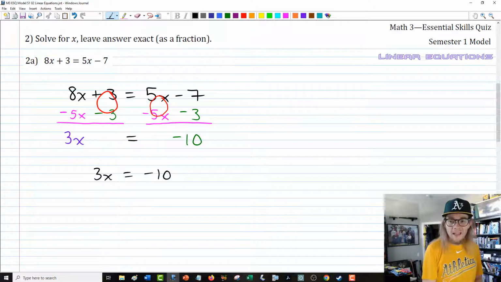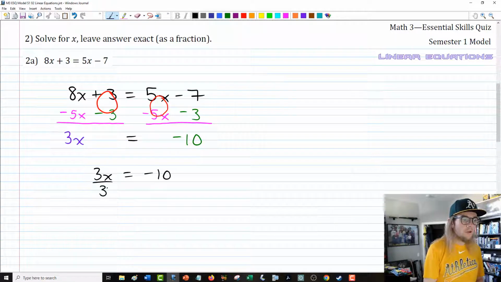Currently we are multiplying x by 3. We're going to divide both sides by 3 or multiply by 1/3, however you want to think about it is fine. That will, in this case, not create a 0, but it will create a 1. That'll leave us with an x on the left side, and on the right side, we have negative 10/3.